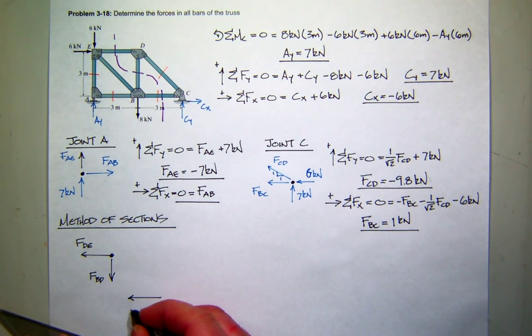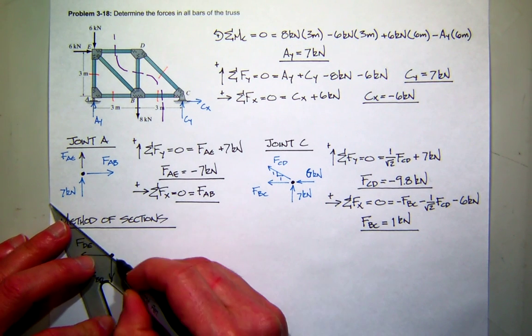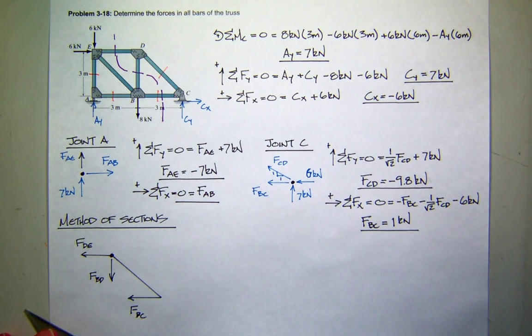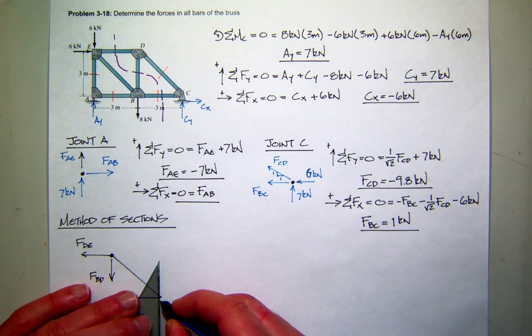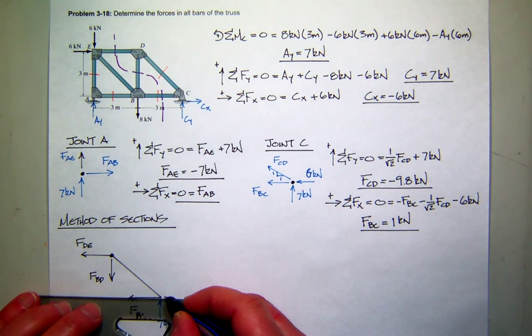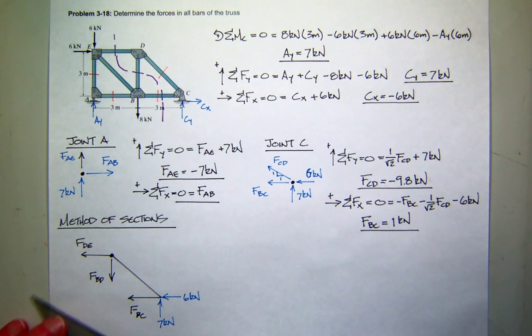This would be the force in BC, and then I've got the... is that it? I think that's it. Oh, then the reaction forces, right? So CY is up 7 kilonewtons, and CX is to the left 6 kilonewtons. How's that look? I think that's it.